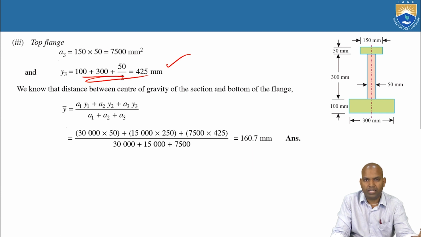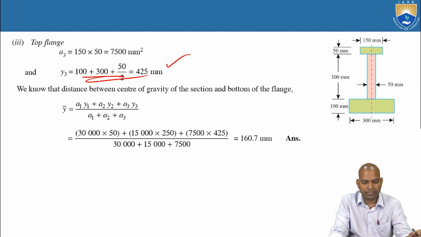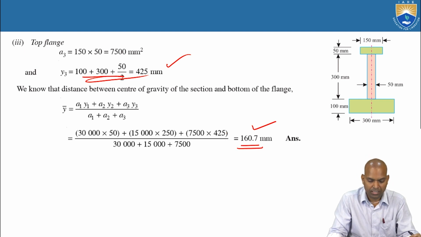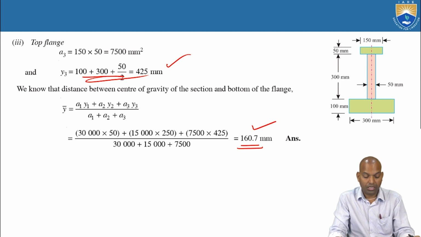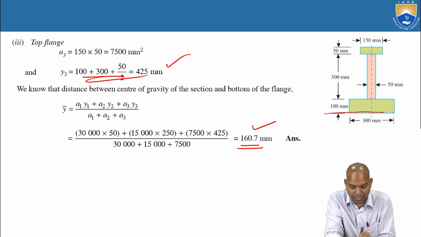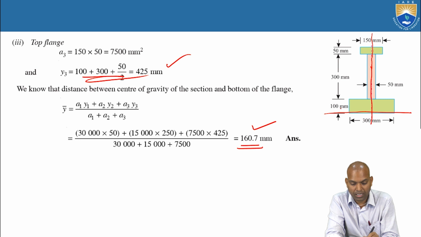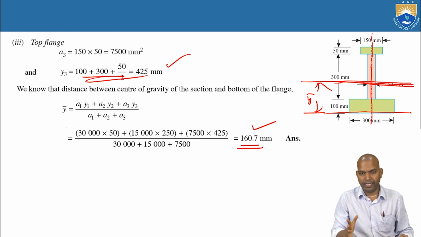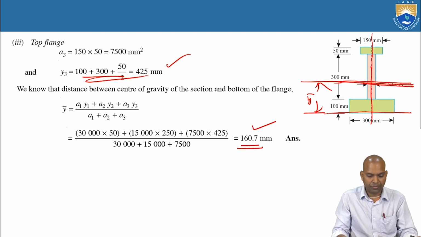Substitute A1, A2, A3, Y1, Y2, Y3 and so on. Then you will get the bar Y value, that is 160.7 millimeters. Now where does it lie? The bar Y means vertical distance from this reference axis. Bar X is already known, parallel. Here, approximately 160, there is the bar Y distance. At that point, if you support this section, it will be balanced both top and bottom, left and right. Already left and right is balanced because of symmetry. Alright.